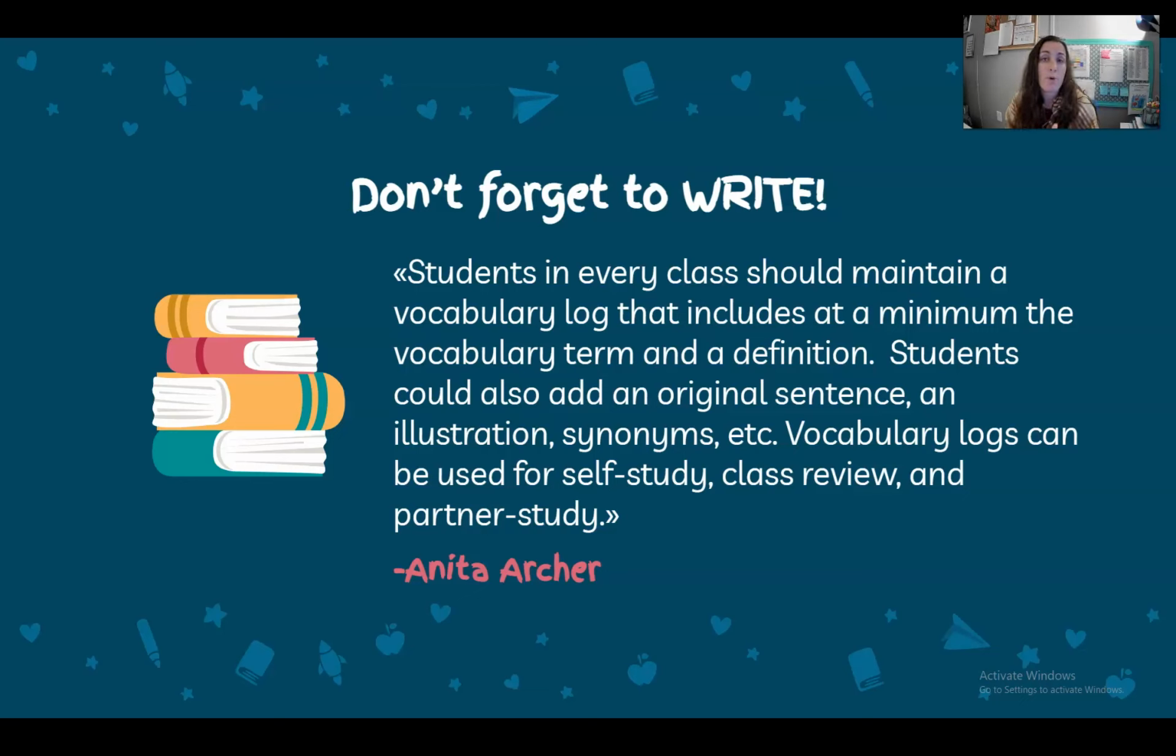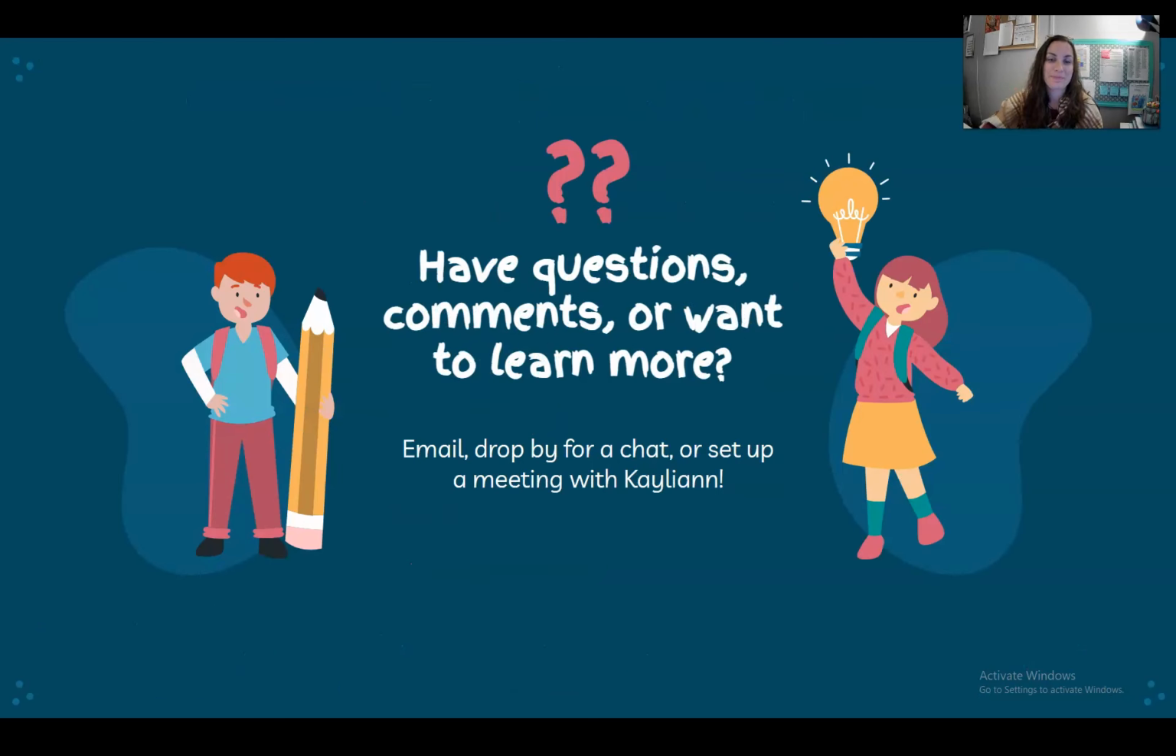So it's very, very important for recall that you're going back and you're having your students write the word and the definition at minimum, but I mean, it would be great to have sentences, illustrations, synonyms, so they're using those words and they're getting them into their noggin. It takes about 4 exposures to a word for them to have it in their brain.